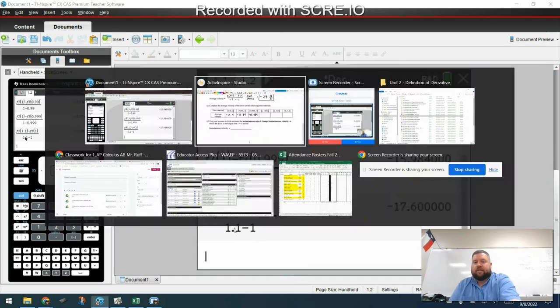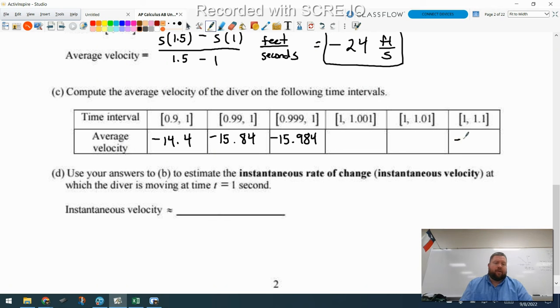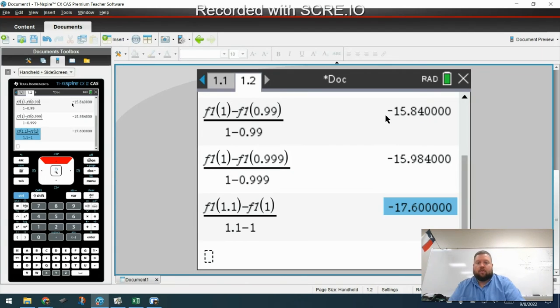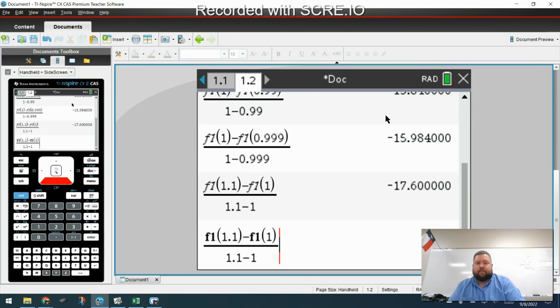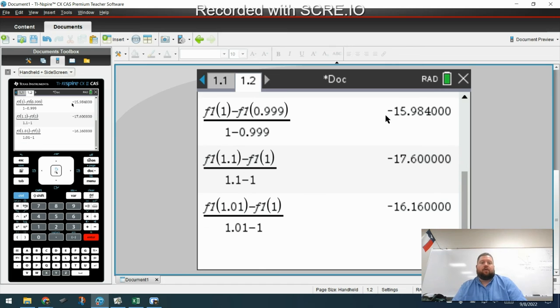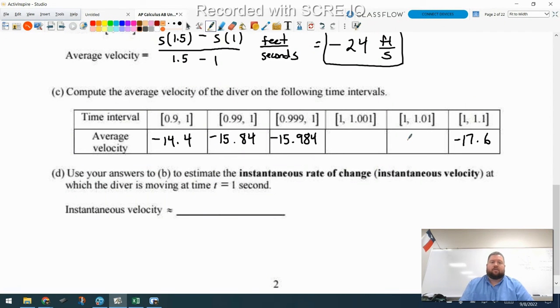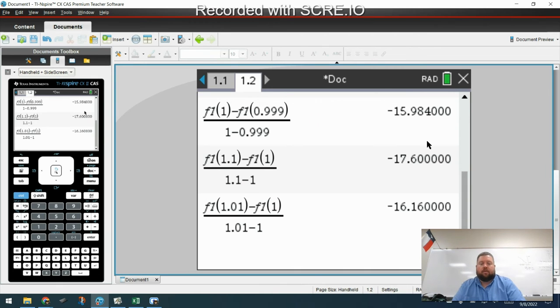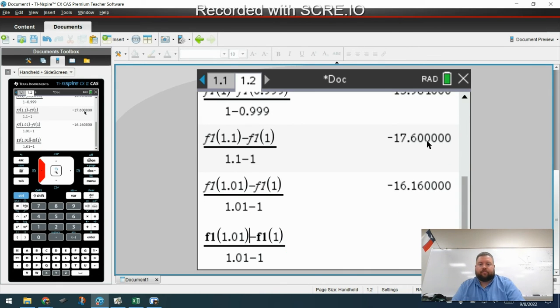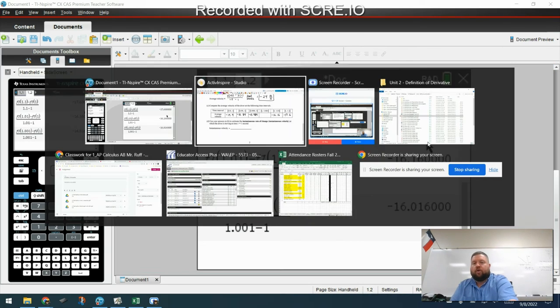All right, negative 17.6. So that's this one over here. And then I'm going to work my way in. And I'll need to add a zero in here and here. Negative 16.16. And negative 16.016.